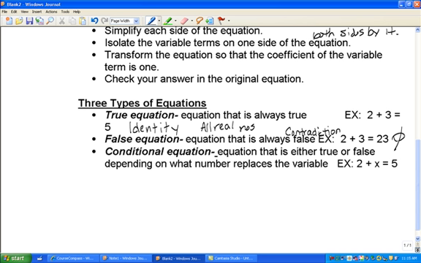Most of what we work with in this chapter will be the conditional equation, that is an equation that's either true or false depending on what number replaces the variable. So 2 plus x equals 5. 3 would make it true, but any other number would make it false. So it's conditional. If you choose a 3, it's true. If you choose something else, it's false.